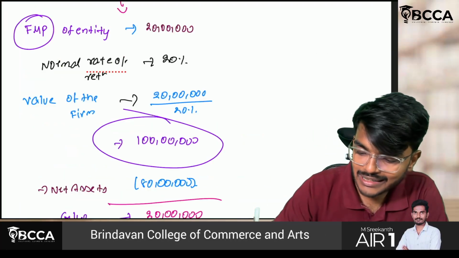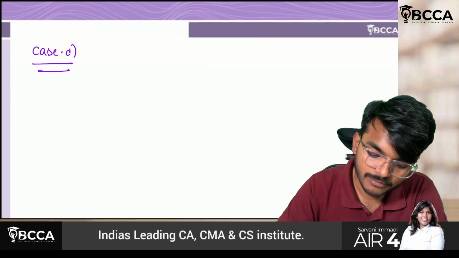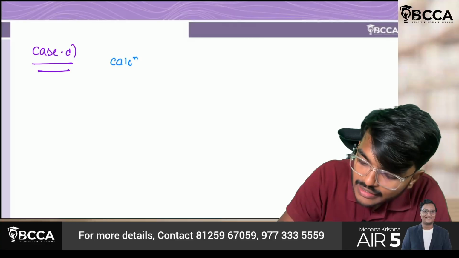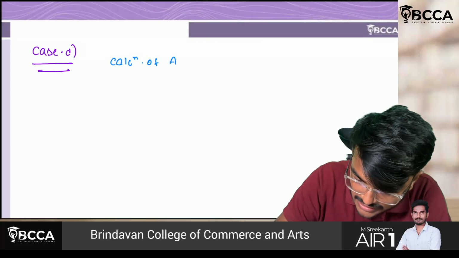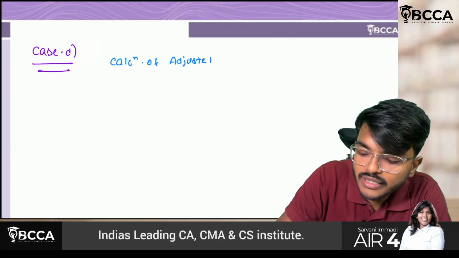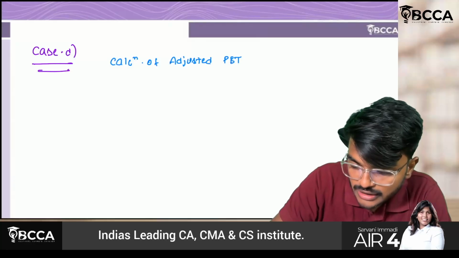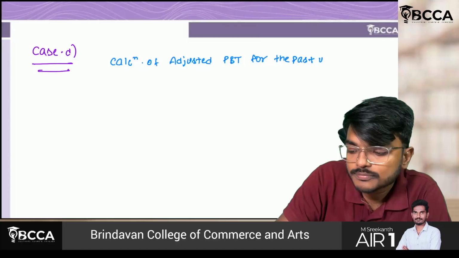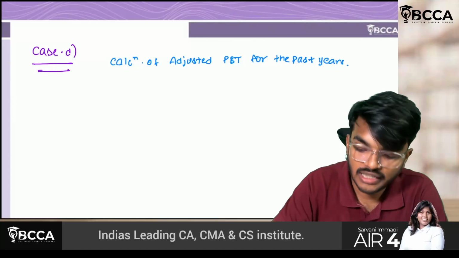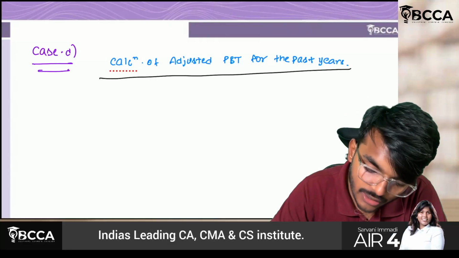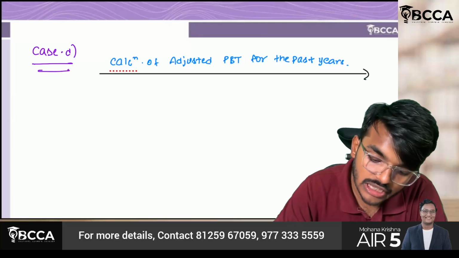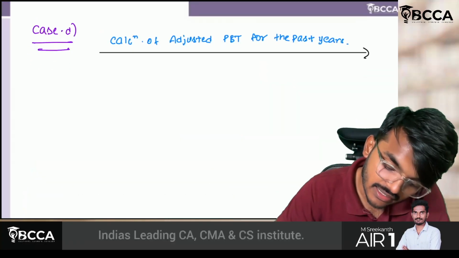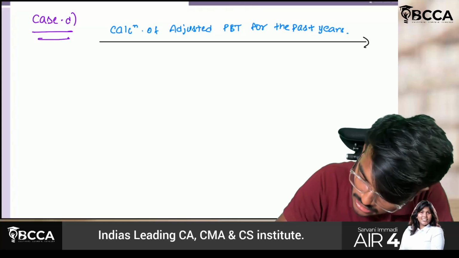Let us directly start. You will get clarity while solving the questions. So, sir, here I will be doing the calculation of adjusted PBT for the past years. Okay sir, let us quickly start solving. You will understand easily. If you have any doubts, everything will be clarified. Sir, the details of 17, 18, 19, 20, 21 are there. So I will be copying those items.